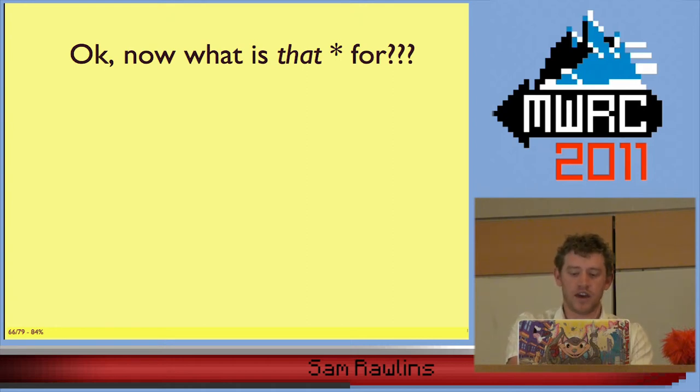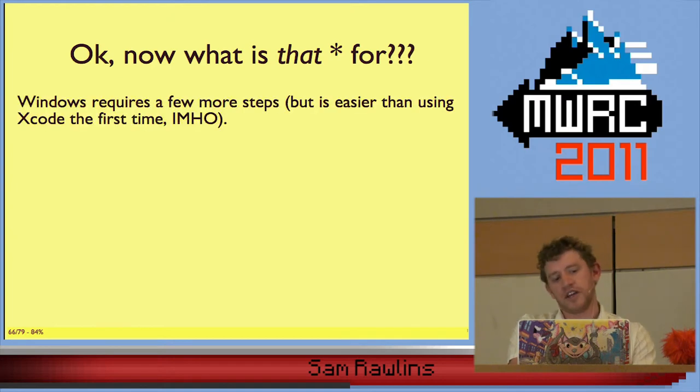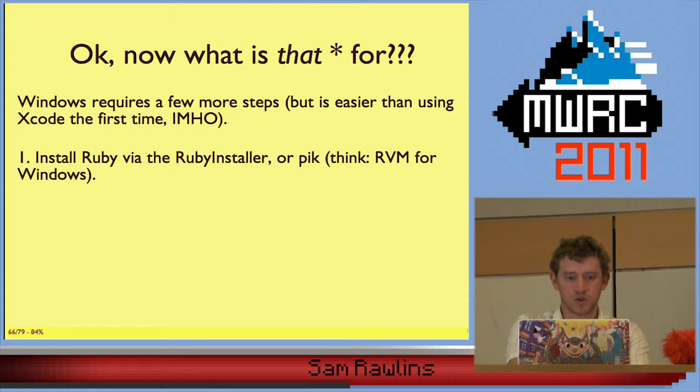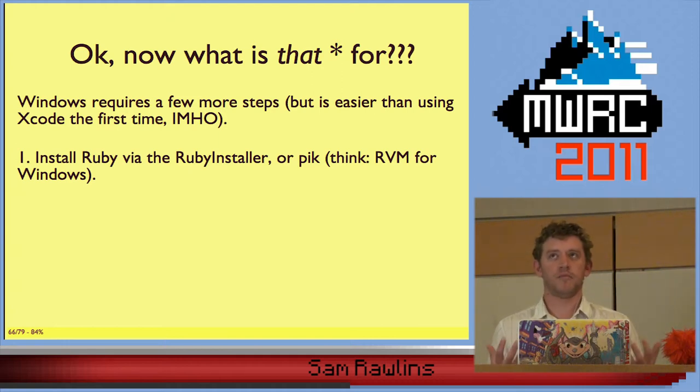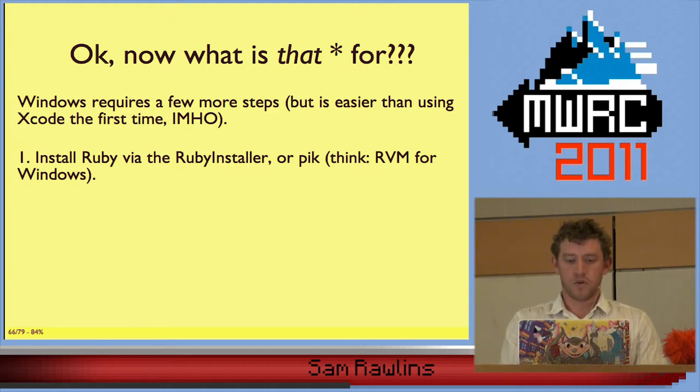Luis Lavena has been hard at work on the Ruby Installer. So Windows requires a few more steps to compile a C extension, but in my little opinion, it's a little easier than Xcode. Xcode the first time was a little weird when I first tried it. So on Windows, it's pretty easy. You just Google Ruby Installer, and you'll find all these tools on one website. So there's the Ruby Installer, which has available 1.8.6, 1.8.7, 1.9, 1.9.2 Ruby versions for you.